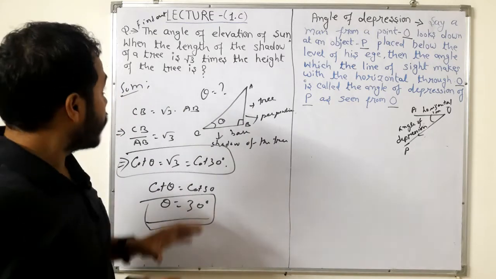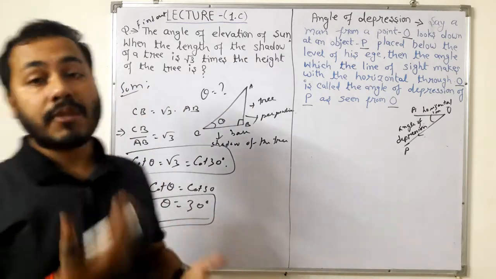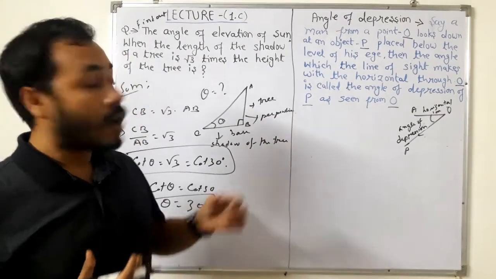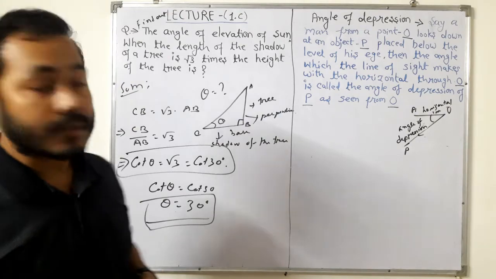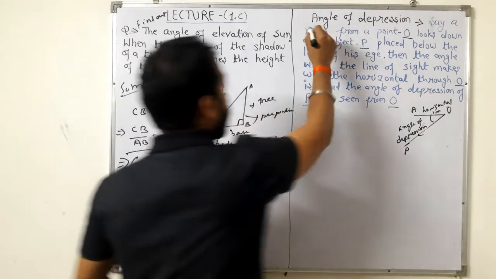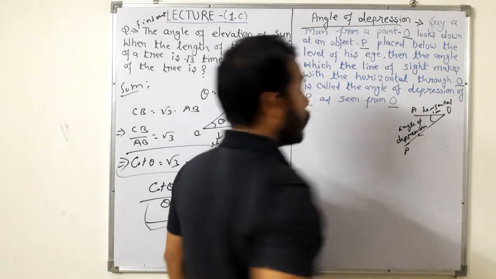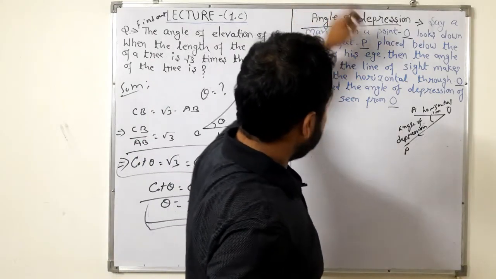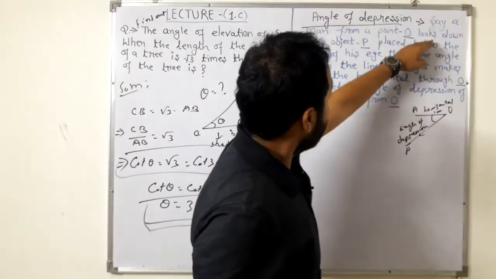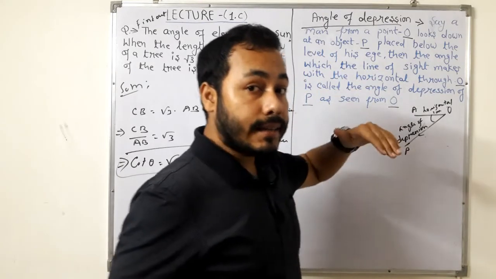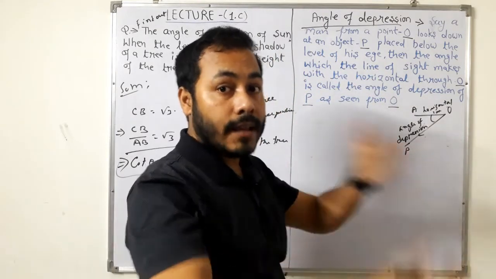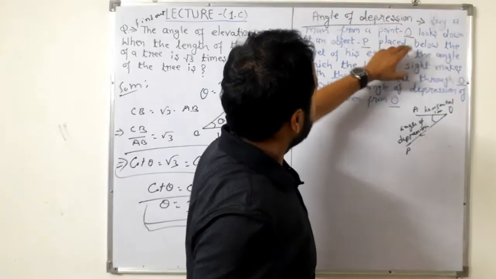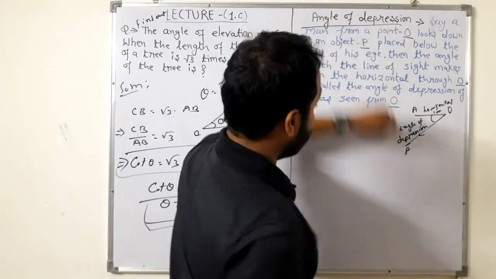So with this, I think we have discussed enough about angle of elevation. Now I am coming to a different one, that is angle of depression. This is also important. How do we define it? Say a man from a point O looks down. Here in this case, he looks down, whereas in the angle of elevation he looks above. So in depression, he looks down at an object P.